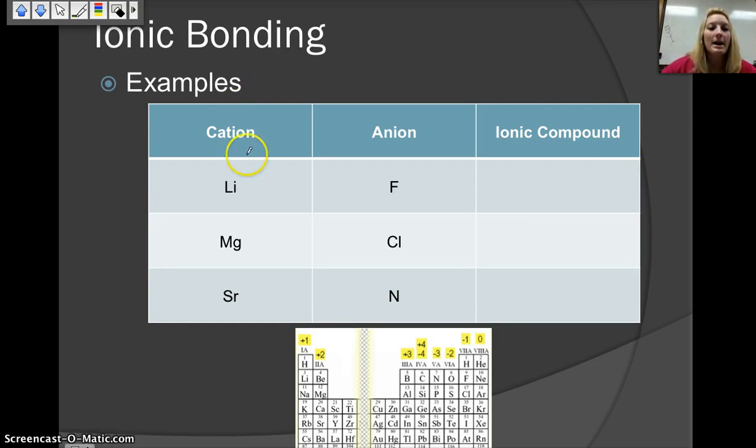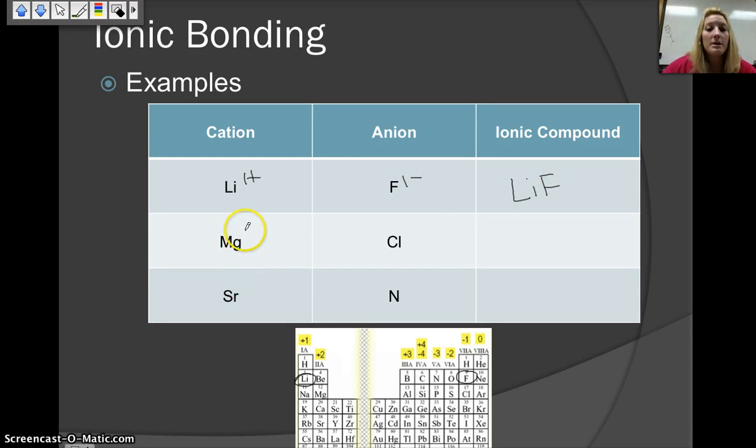We have a cation here of lithium. If you take a look at your periodic table, you know that it is in the first row here, right here. So it has a 1 plus charge. Fluorine, right here, has a 1 minus charge. So if these are going to bond, a 1 plus and a 1 minus, we get LiF, because we need one of each. They automatically cancel each other out. So LiF. Let's try another.